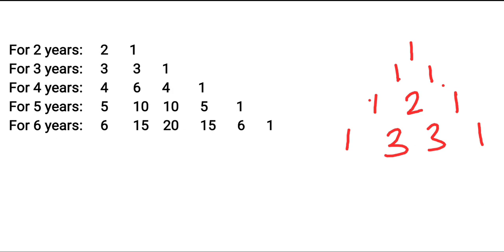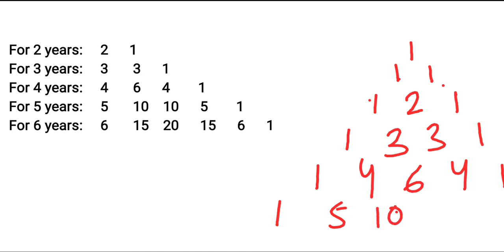Now write again 1, add these two numbers, you will get 4. Now add these two numbers, you will get 6. Add these two numbers, you will get 4, and write 1. Now write 1, add these two numbers, you will get 5. Add these two numbers and you get 10. Now again 10, then 5, then 1, and so on. Now remove this first line from here.